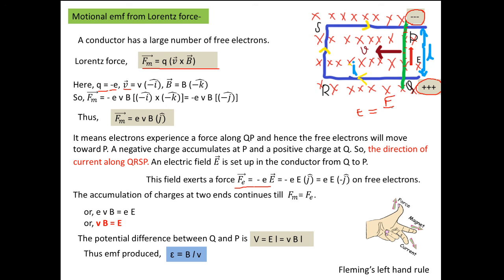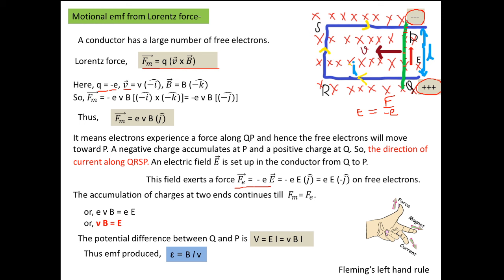Force per unit charge, here the charge is an electron. So the force on the electron is minus E, and the electric field is along Q to P, that is the J cap direction. So for the free electrons here, the force will be E times minus J cap. Now, does the electron move in the direction of the field or opposite to the direction of the field?